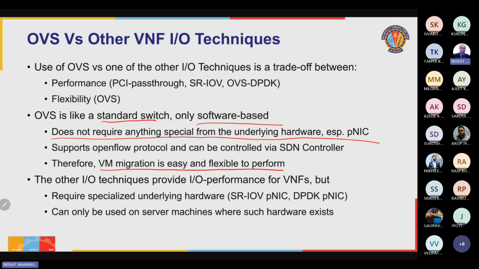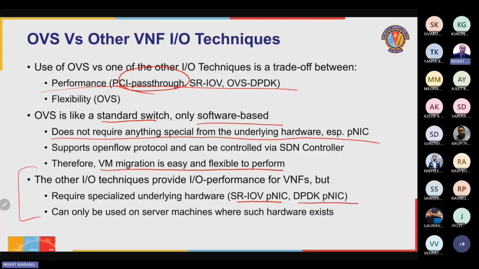But when I use any of these other performance enhancement techniques, we saw that invariably they require some specialized underlying hardware. So in one case, I needed an SRIOV NIC card. In another case, I needed a DPDK NIC card. In the third case, PCI pass-through, I needed a lot of NIC cards.